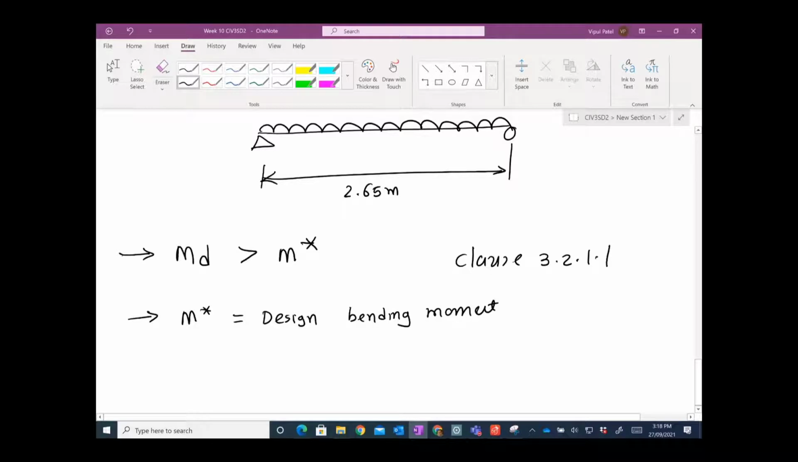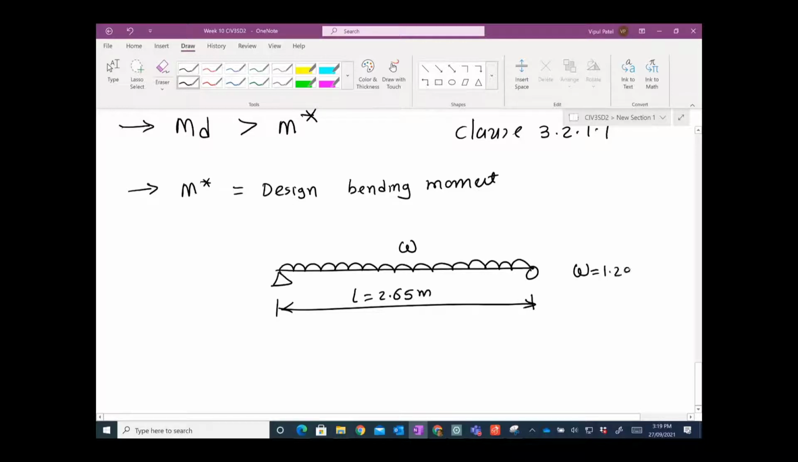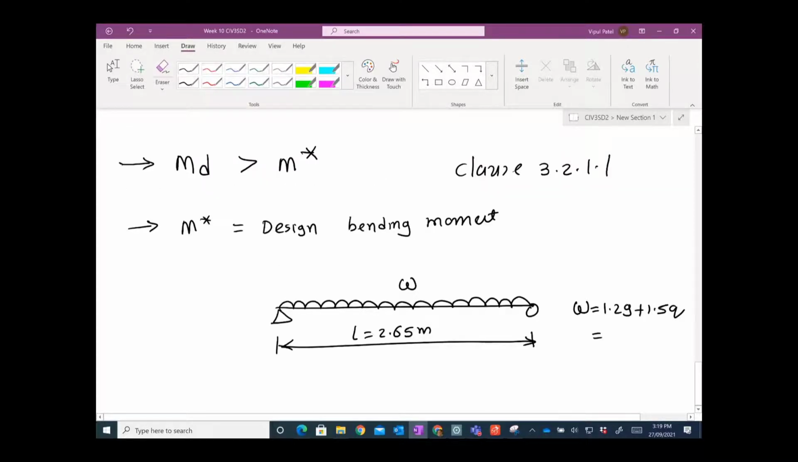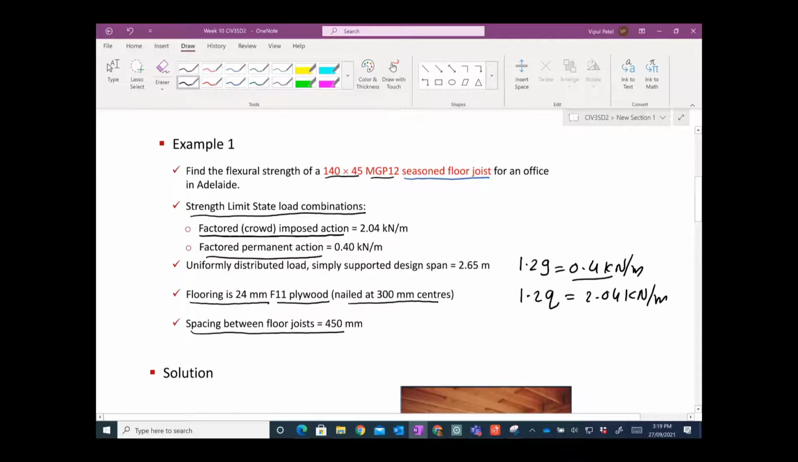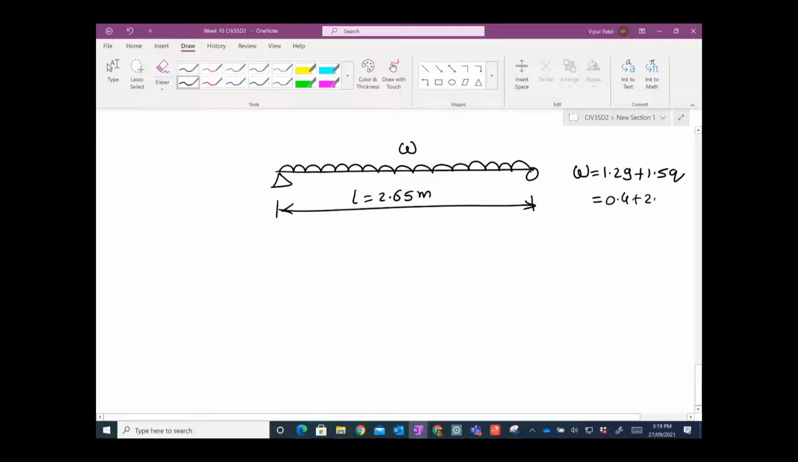Now M star, let's get the M star, which is denoted as a design bending moment. That is coming from your bending moment diagrams. Now let me go through that bending moment diagram. If you have a uniformly distributed load given to us, designated by W, and length L is 2.65 meters given to us, then the W that we want to calculate is 1.2 G plus 1.5 Q, and that is given to us as 0.4 plus 2.04.